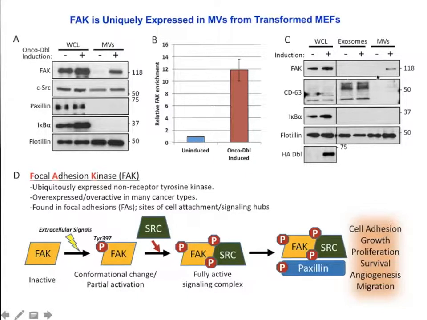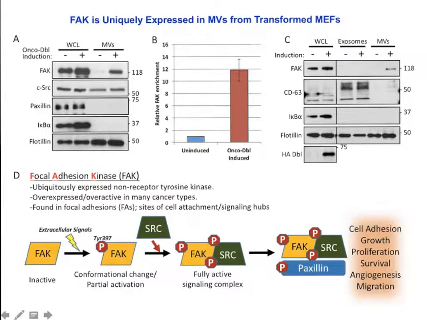This is one of the few examples where we have found a protein that's exclusively expressed in only one type of extracellular vesicle. Now, just to give you a little more background about FAK, it's found in focal adhesions, referred to as FAs, and these are sites of cell attachment and signaling hubs in virtually all cell types. How it works is depicted in this diagram. There's an inactive conformation of FAK, and in response to extracellular signals, FAK can become phosphorylated at tyrosine 397. This induces a conformational change and a partial activation of FAK. This then allows another non-receptor tyrosine kinase called c-Src to come in and form a complex with FAK, and Src further phosphorylates FAK, leading to a fully active signaling complex.